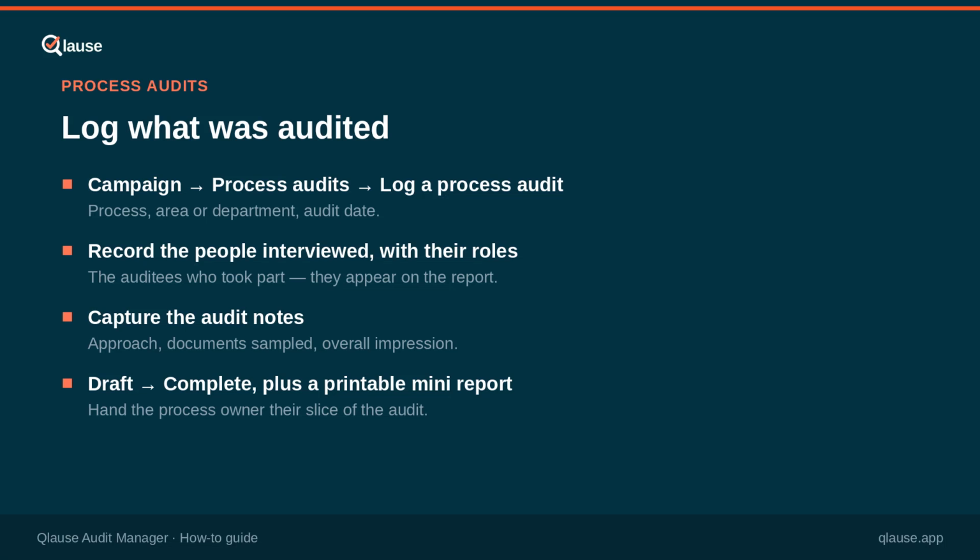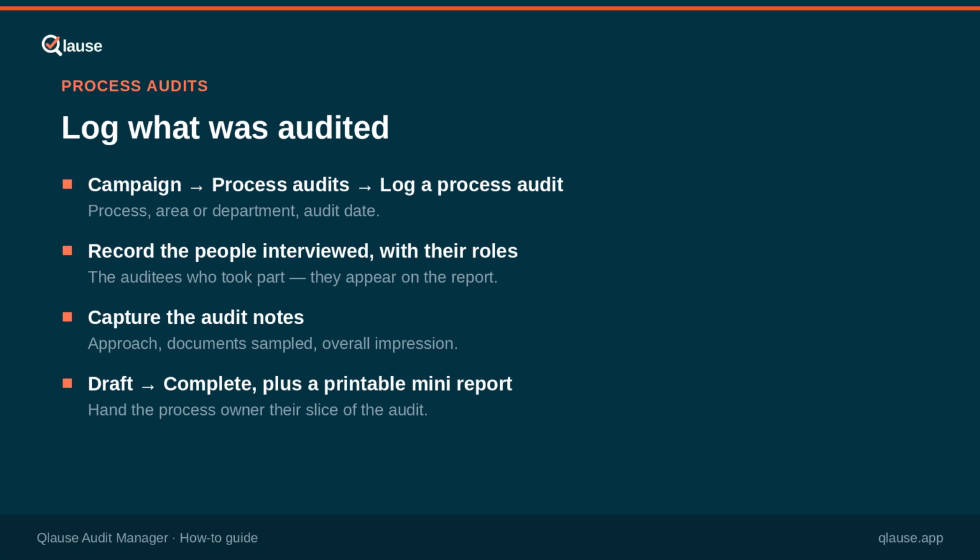When an auditor does the fieldwork, they open the campaign, go to Process Audits, and click Log a Process Audit. Fill in the process, say Final Assembly, the area or department, the date, and the people interviewed with their roles. Then capture the audit notes, the approach, the document sampled, the overall impression. The entry starts as a draft. When the fieldwork for that process is done, mark it complete.